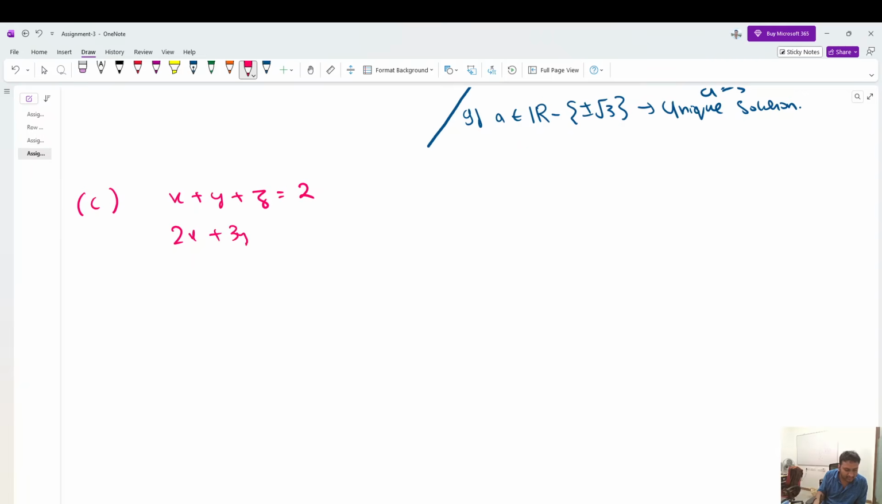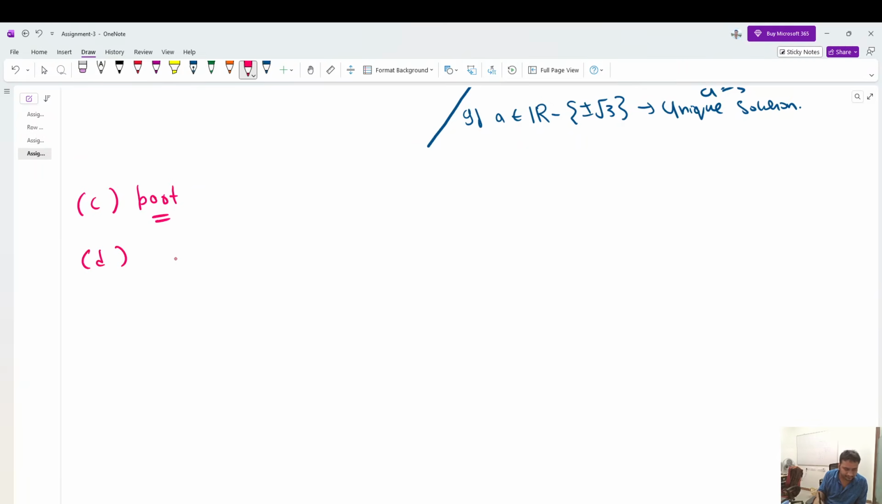2x plus 3y plus 2z equal to 5. Oh, I have already taken this one. Okay, C, I will leave as an exercise. You guys can try, right? I have given you all the techniques.